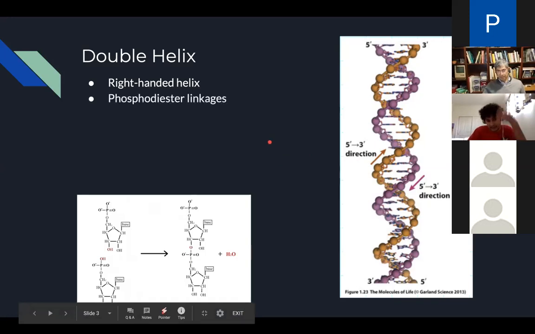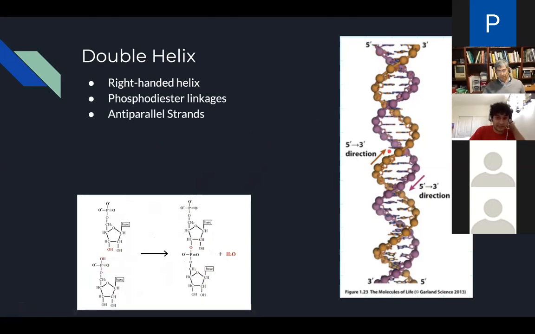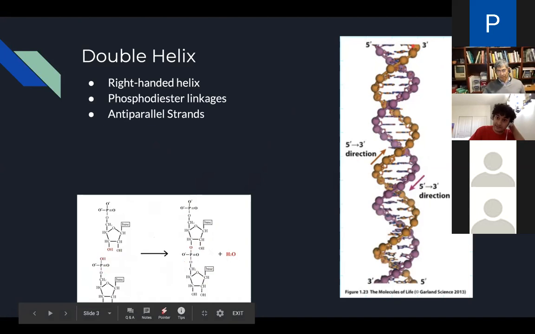And of course, like Heather talked about, phosphodiester linkages link these. Here's the reaction summarized right here. 3' OH attacks the phosphate on the 5' O, 5' carbon. And these strands are also anti-parallel. So important thing to note, they run in opposite directions. So you can see here, the purple strand runs 5' down to 3'. And the orange strand is moving in the opposite direction, 3' down to 5'.